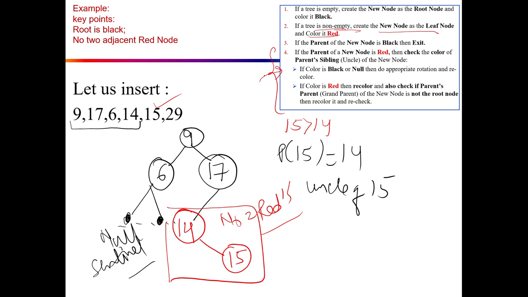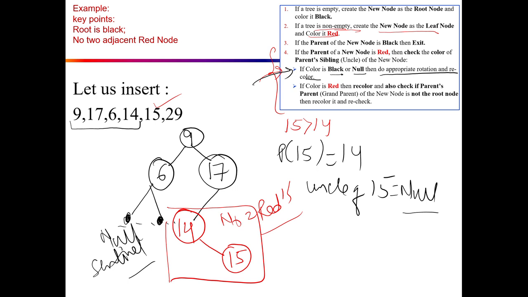So we will go with the first part of rule number 4: if the parent of a new node is red, and the parent of 15 is 14, which is red in color, we need to check the color of the parent's sibling. That means 14's sibling. So, who is the uncle of 15? That is a null node. Now, do we have any kind of property for a null node? If the uncle's color is black, or if it is null, then do appropriate rotation and recoloring. That means now we need to do appropriate rotation and recoloring.